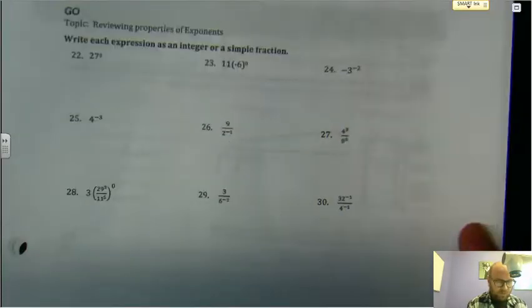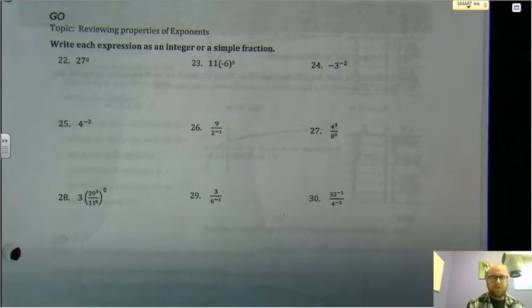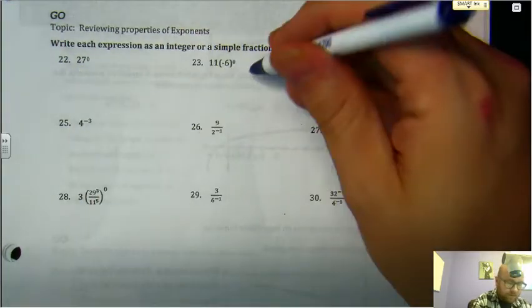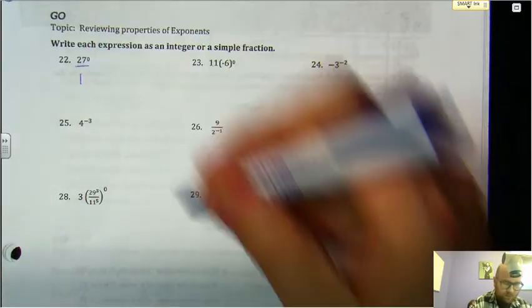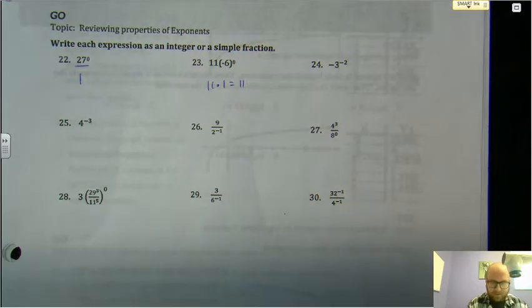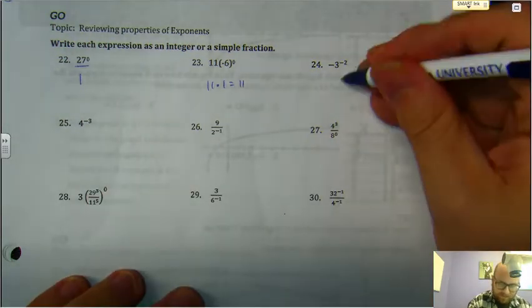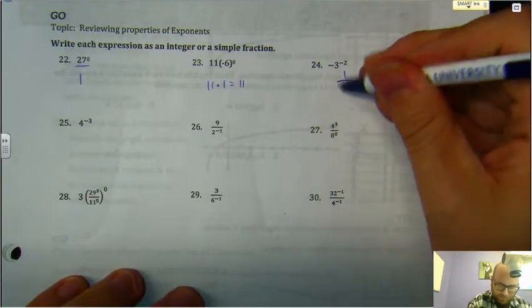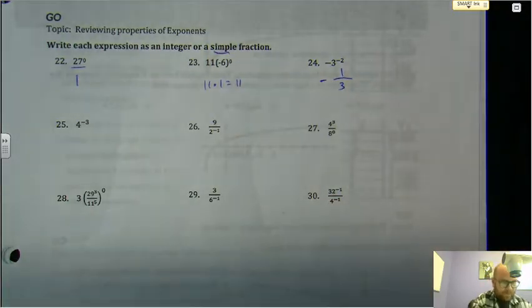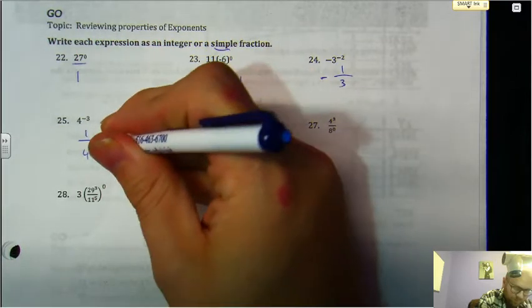Next, we're going to be doing a review where we're going to be writing everything as an integer or a simple fraction. So anything to the 0 power by rule is 1. So that means this is 11 times 1, which is 11. The negative is telling us to invert it. So this is going to be 1 over 3, but it's a negative 3, so negative 1/3. That's a simple fraction.